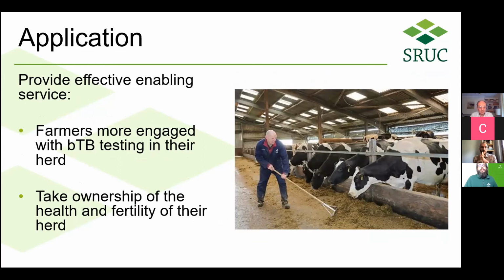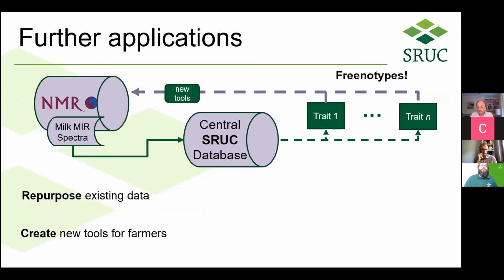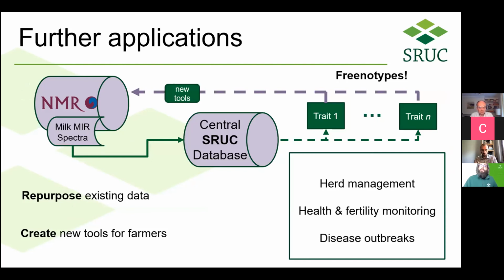In this case, the TB tool would allow farmers to be more engaged with TB testing in their herd, so they'd have a bit more ownership in it, and also in monitoring the health and general fertility of their herd. I showed this flowchart at the start of repurposing old data and creating new tools for farmers, but we can also use that information for herd management, health and fertility monitoring, and even looking at something like disease outbreaks.